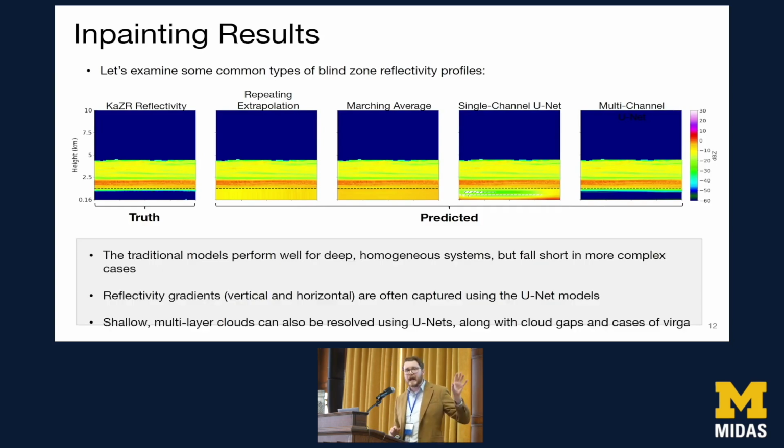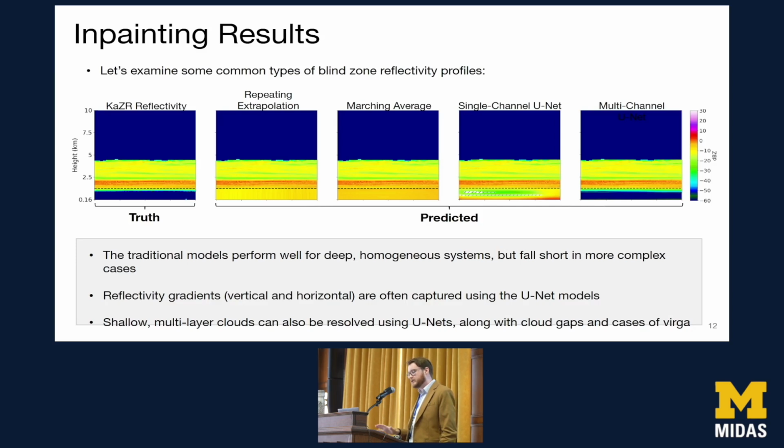And so, these are hand-picked examples, for instance, but for deep homogeneous systems, the traditional techniques obviously do a great job because that basically extends down to the surface. But it was curious to see that these more complex UNets were able to really pick out these features and do a good job at actually filling in that zone.